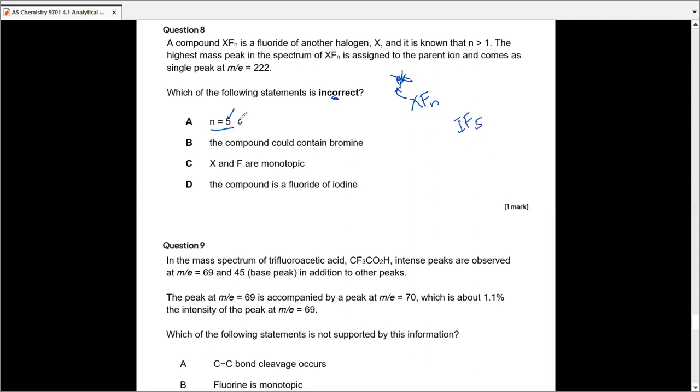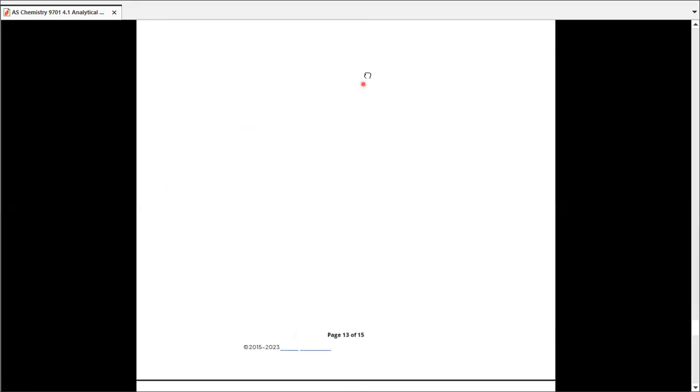So IF5 means the statement is correct. The statement is also correct. Let me tell you, I and F are both monoisotopic. Monoisotopic means something that has a single isotope. Fluorine and iodine both are among those 46 elements of the periodic table that have a single stable isotope. Gold is one of them. These are the 2, 3 examples that we usually give to our students. Okay. So question number 9.